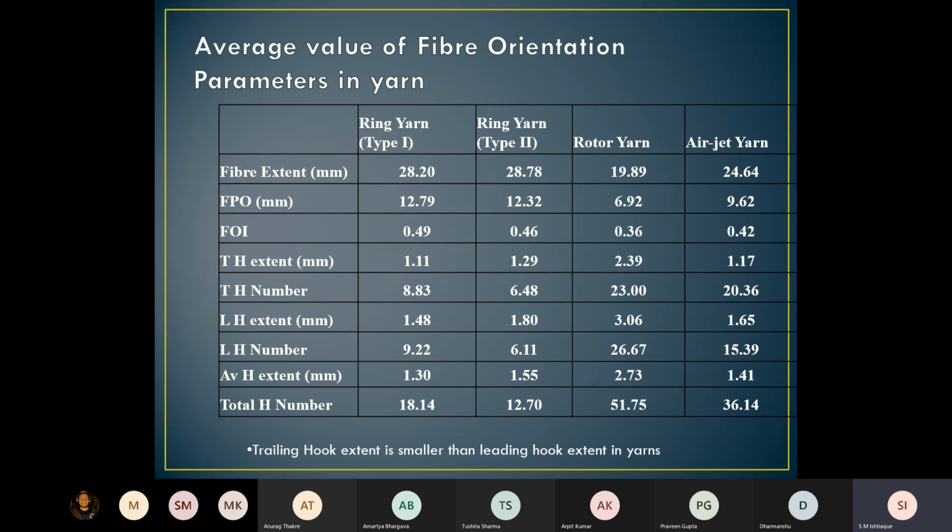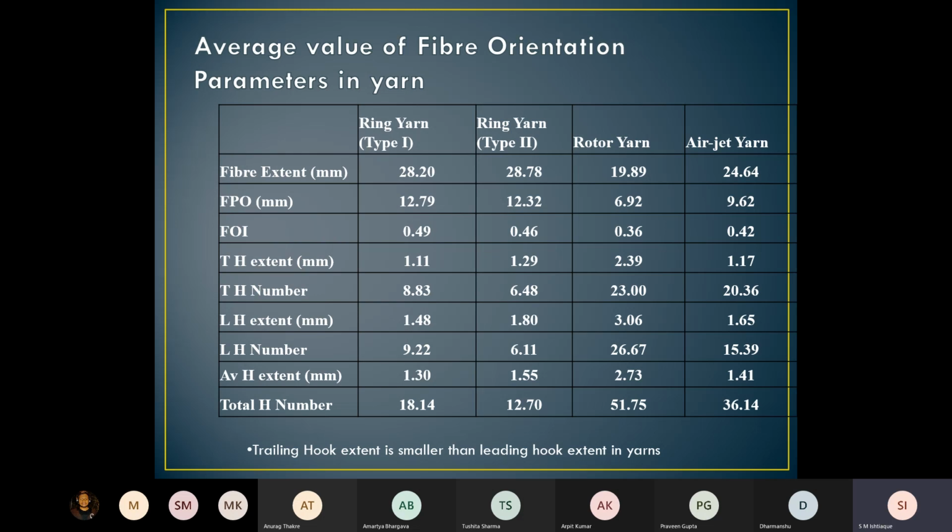This is the extent of trailing hooks, this is the number of trailing hooks, this is the extent of leading hooks, and this is the number of leading hooks. And this is my average hook extent, and this is the total number of hooks. So we have measured trailing hooks and leading hooks. We wanted to see this technology-wise, because the fiber extent will depend on that, and on the total number of hooks.